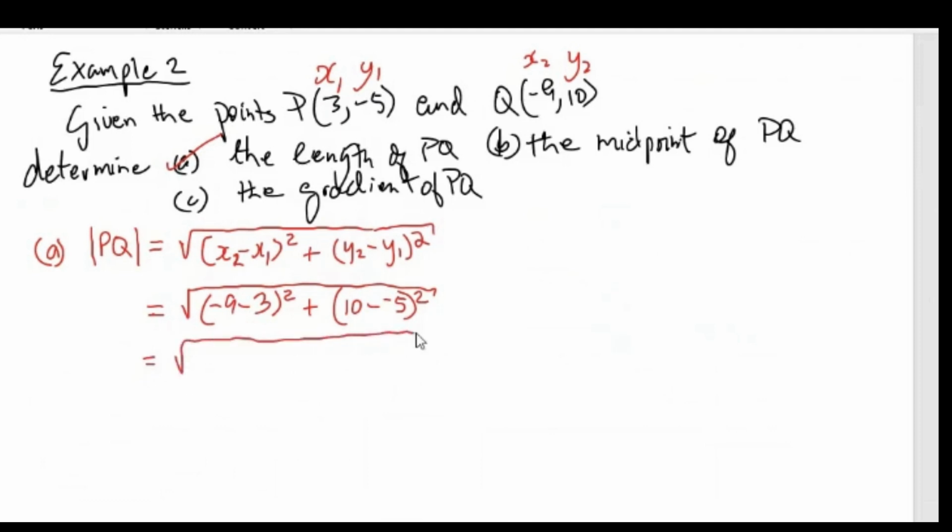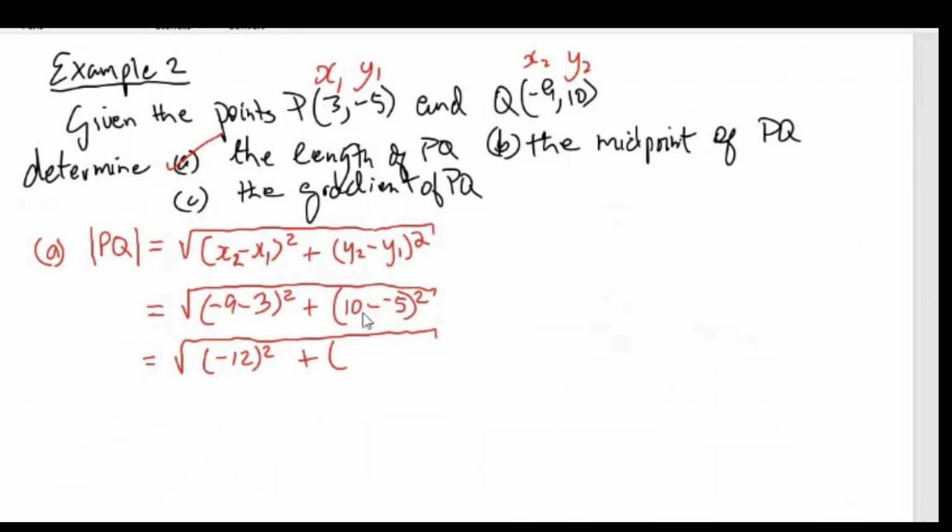Okay. So ensure when you're doing it that you recognize what number we're subtracting. We're subtracting a negative number, so you have to show that, right? And of course, you can use a calculator. -9 minus 3 is what? -12 squared.